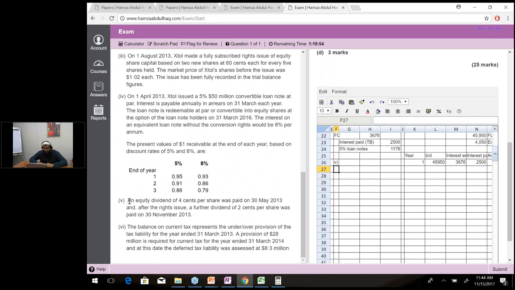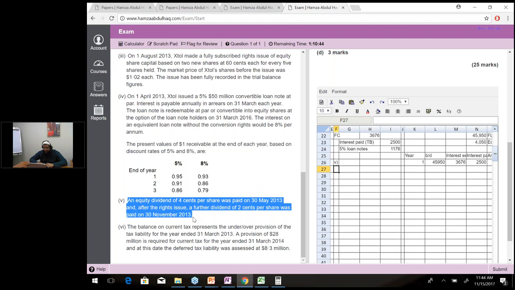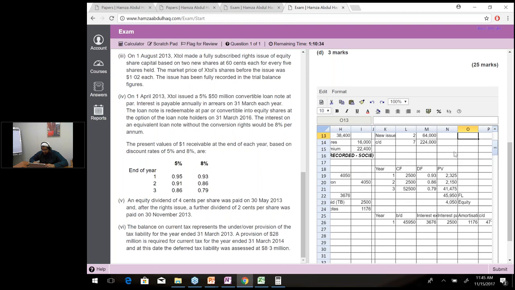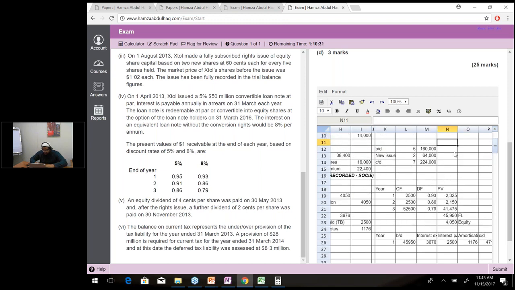So in adjustment 5, the question says that an equity dividend of 4 cents per share was paid on 30th May 2013. And after the right issue, a further dividend of 2 cents per share was paid on 30th November 2013. So we have paid 4 cents before the right issue and 2 cents after the right issue. So if I go where we have calculated the opening and the closing shares, and I write the amount of dividend, the dividend is 4 cents before the right issue and 2 cents after the right issue. So the 4 cents dividend has been given on the 160,000 shares.